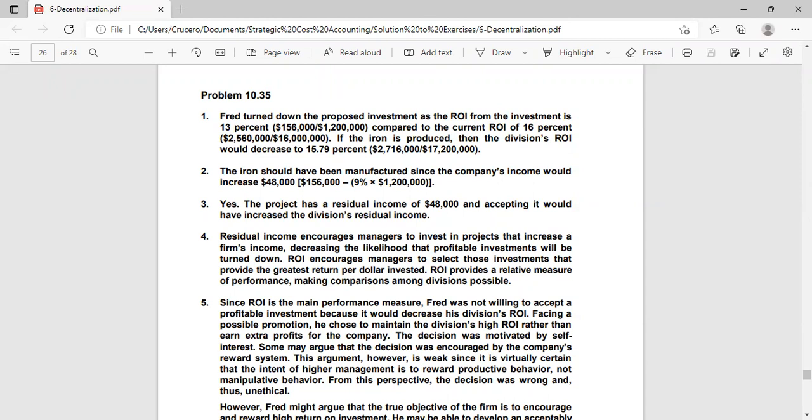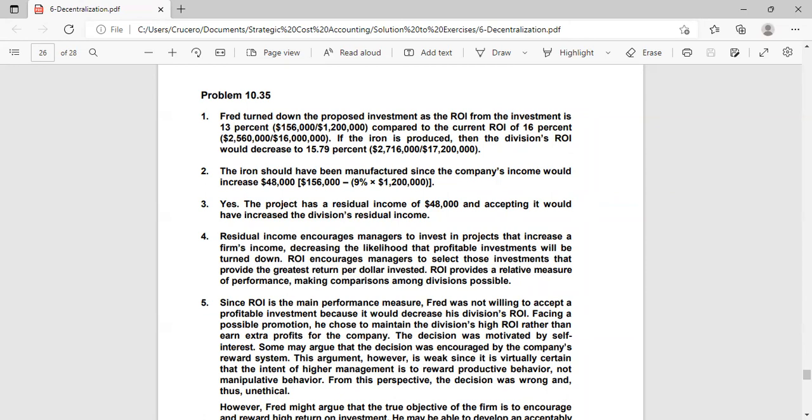In number three, suppose that the firm used residual income as the measure of divisional performance. Do you think Fred's decision might have been different, and why? Yes, the project has residual income of 48,000, computed in number two, and accepting it would have increased the division's residual income. Number four, explain why a firm like Great Care might decide to use both residual income and return on investment as measures of performance.